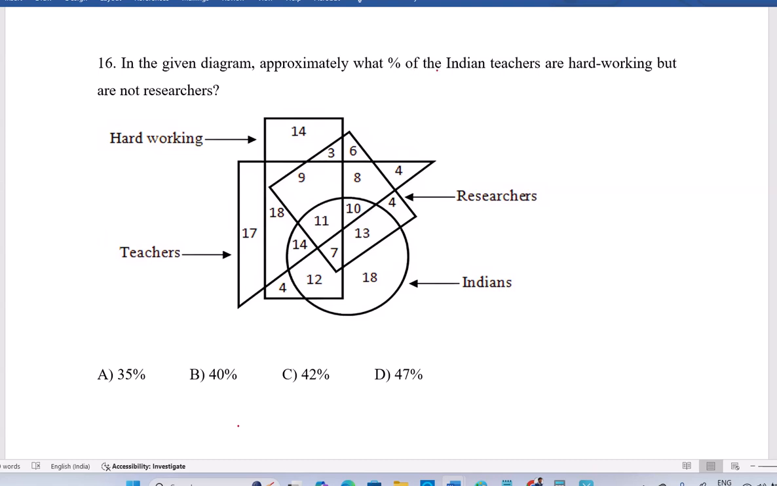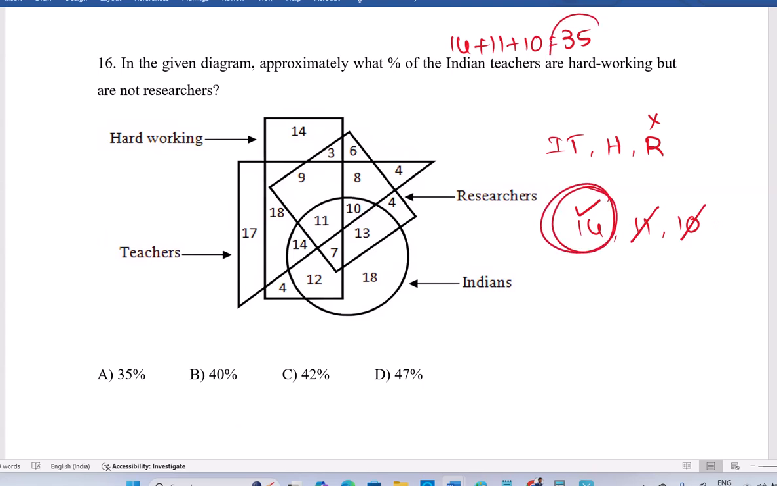What percentage of Indian teachers? How many are Indian and teachers? Indian and teachers are 14 plus 11 plus 10, which is 35. Now, Indian teachers, hardworking but not researchers. Among this 35, 14, 11 and 10, I want hardworking but not researchers. 14 is hardworking but not researcher, okay. 11 is researcher, I don't want. 10 is not hardworking. So 14 out of 35.